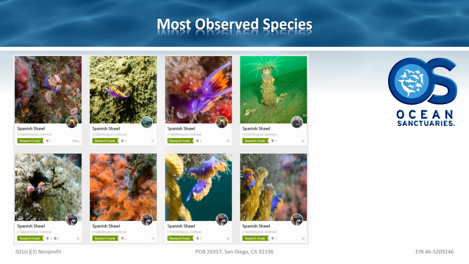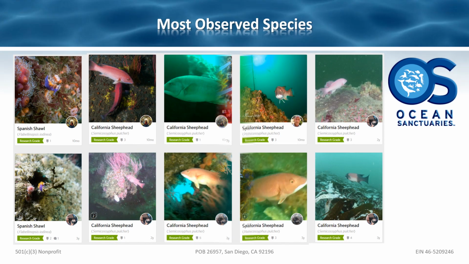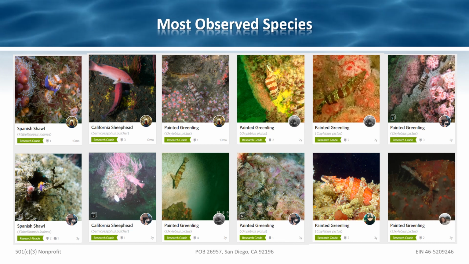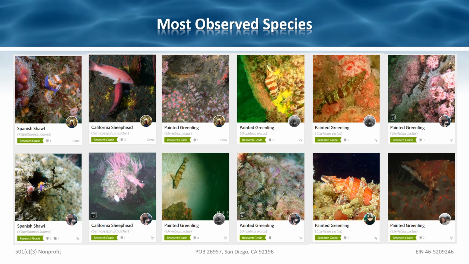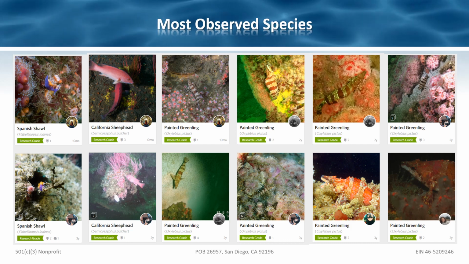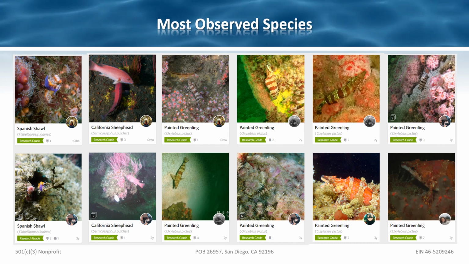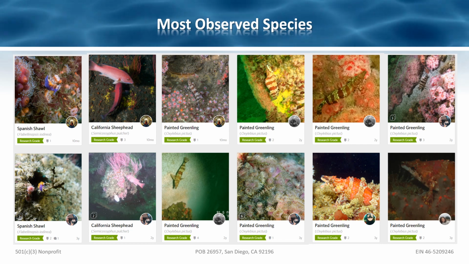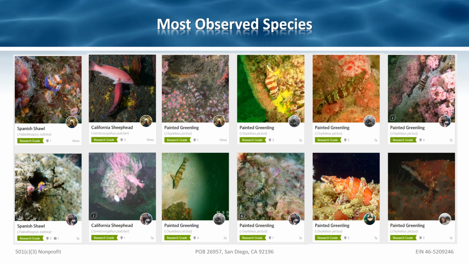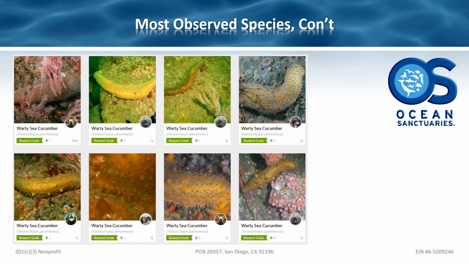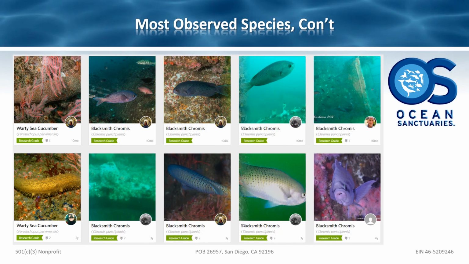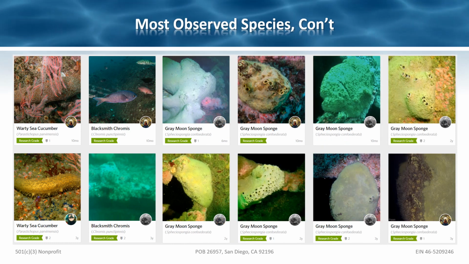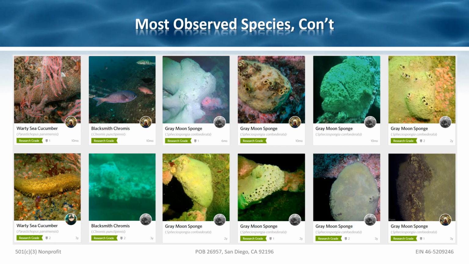Here are some more examples of our more commonly observed species, which include other species of nudibranchs, as well as fish like the California sheep's head, a popular sport fish, and the painted greenling. Other common invertebrate species observed include the warty sea cucumber and the gray moon sponge. The blacksmith fish, associated with the rocky reef or kelp forest habitat, is frequently observed around the Yukon as well.